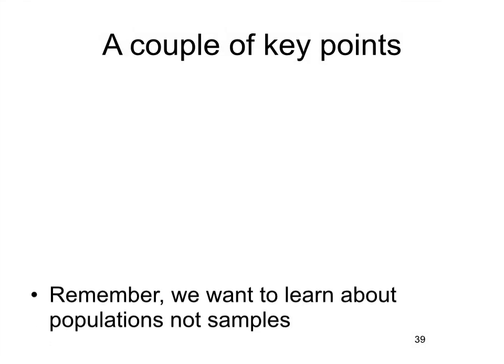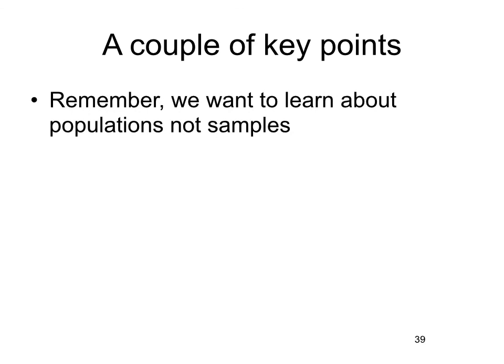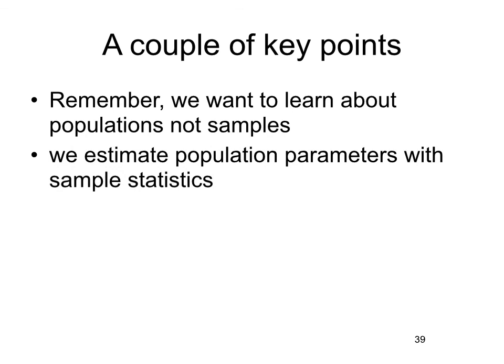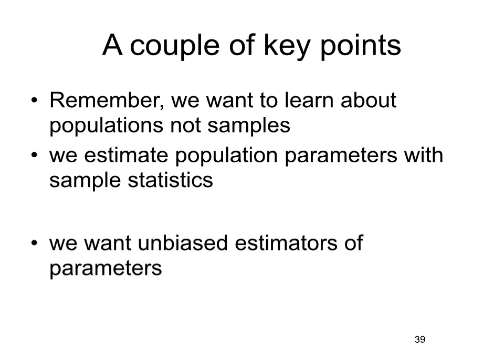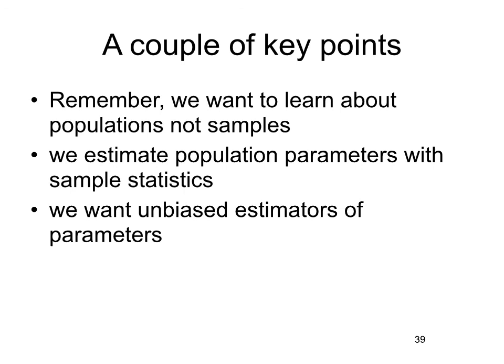All right, couple key points. Remember, we want to learn about populations, not samples. We can't calculate population parameters. It would take forever, and by then people would have died and stuff. We'd start over. So we have to calculate sample statistics. We estimate population parameters with sample statistics. We want unbiased estimates of parameters. That's what we want. The nice thing is the mean. The sample mean, X bar, is an unbiased estimator of the population mean, mu. The sample standard deviation with n minus 1 on the bottom is an unbiased estimator of the population standard deviation.